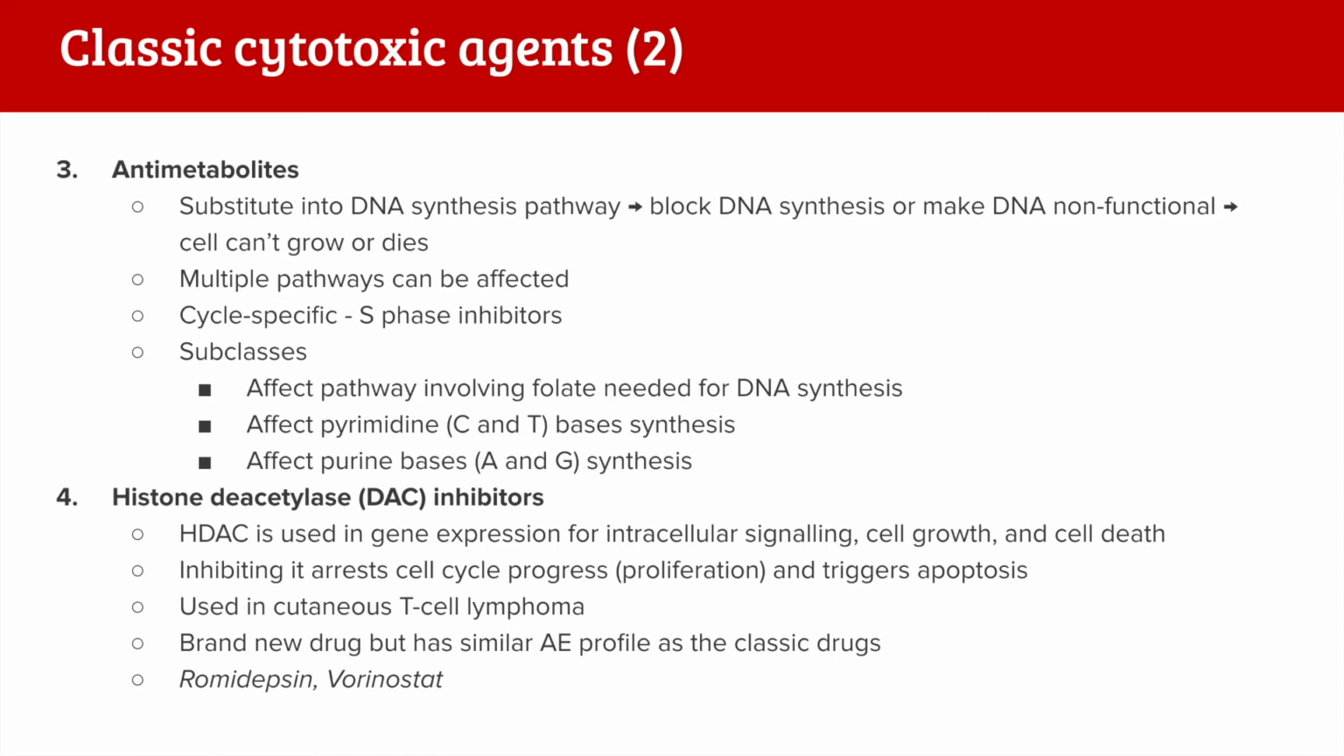Yeah, and the next kind of drug is histone deacetylase inhibitors. So apparently, HDAC is an enzyme that's used in gene expression for intracellular signaling, cell growth, and cell death. So by inhibiting it, we can arrest the cell cycle progress, so the cell can no longer proliferate and grow, and then it triggers apoptosis, like cell death. Yeah, and apparently this type of drug is used in cutaneous T-cell lymphoma, and it's a brand new drug, so it's actually a novel agent, but it has a similar adverse effect profile as the classic drugs. That's why we categorize them under this. And these are just some examples, but they're not on the core drug list, so I guess you don't really need to know them.